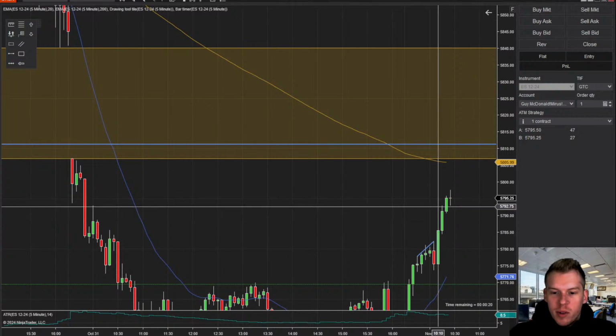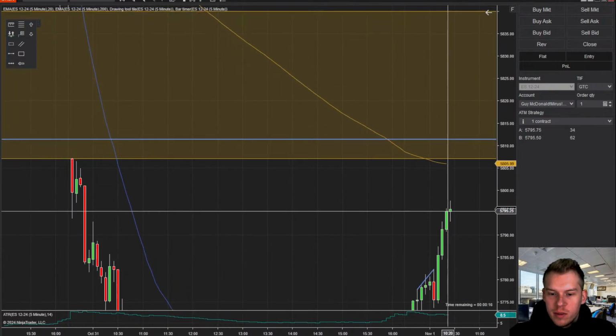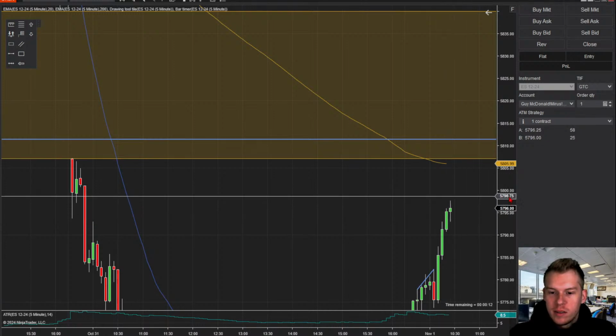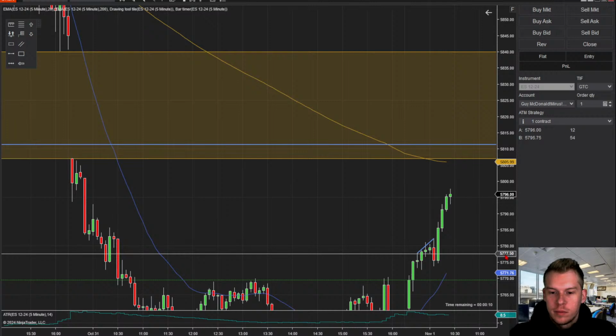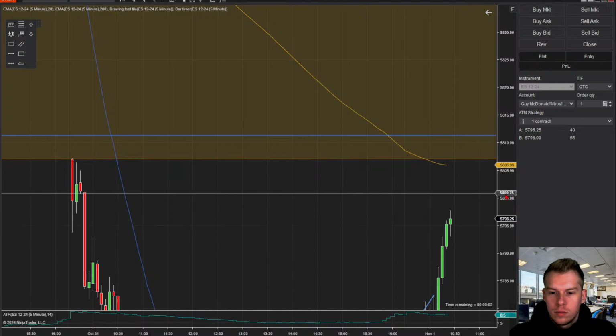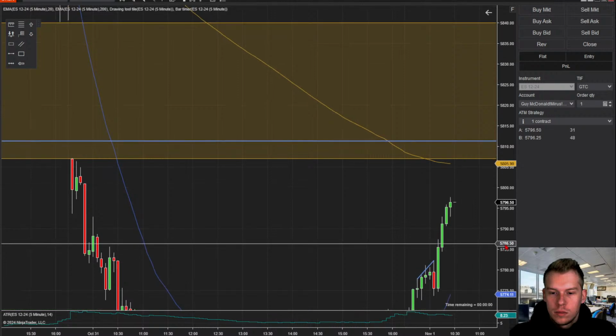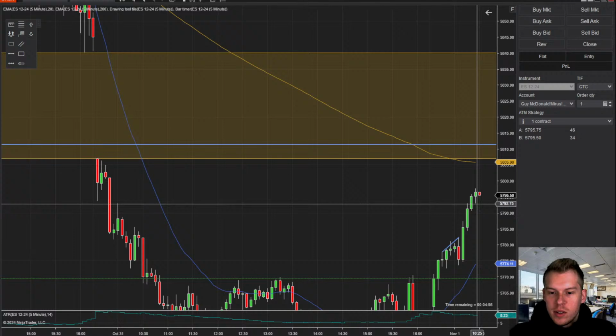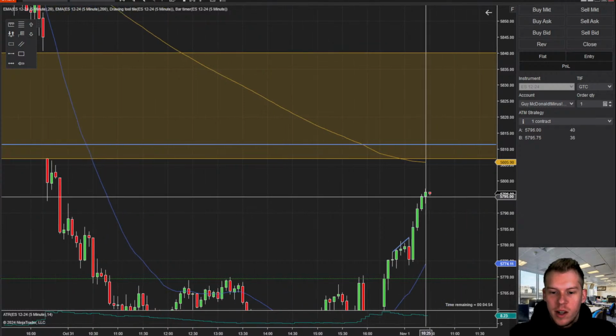So this will be important for the Bulls. Can they get another bull close, or will the Bears be able to have a bear body? So still good for the Bulls. They're able to avoid that bear body.